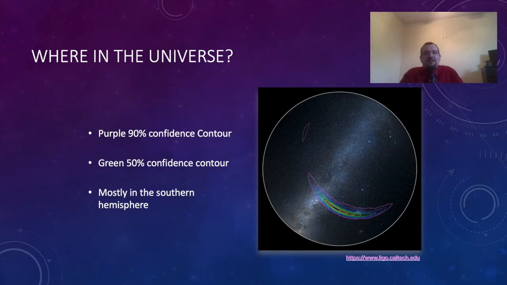So where did this occur? There's a bunch of things going on here that mean that it's very difficult to figure out where in the universe this occurred. However, we've got a map. This is the banana graph that shows where in the sky it might have been, and we can figure that out based off of the timing of the events that occurred in Louisiana and in Washington.